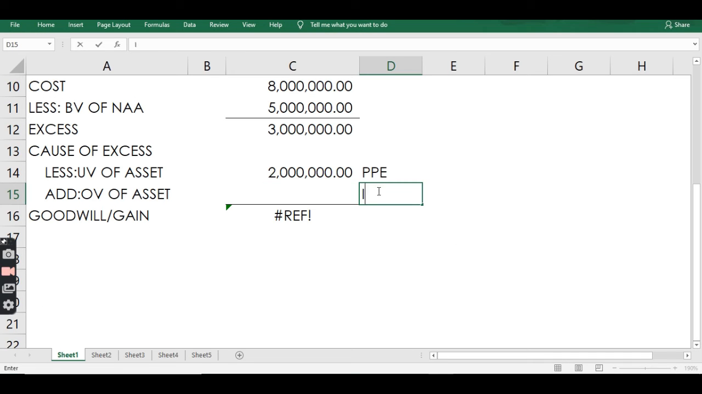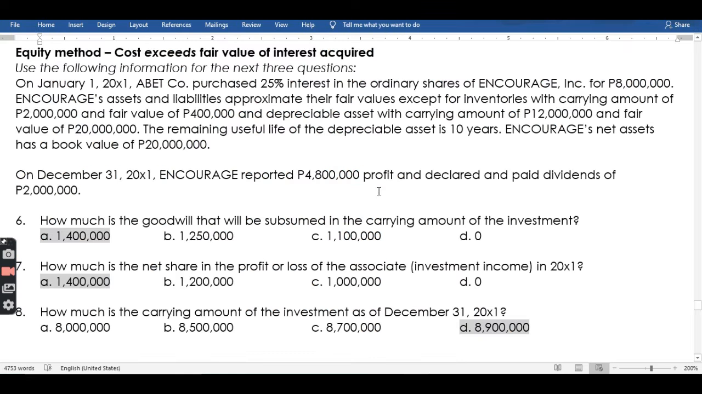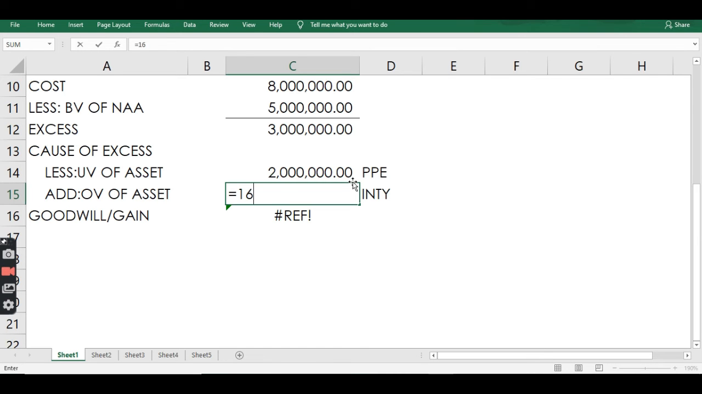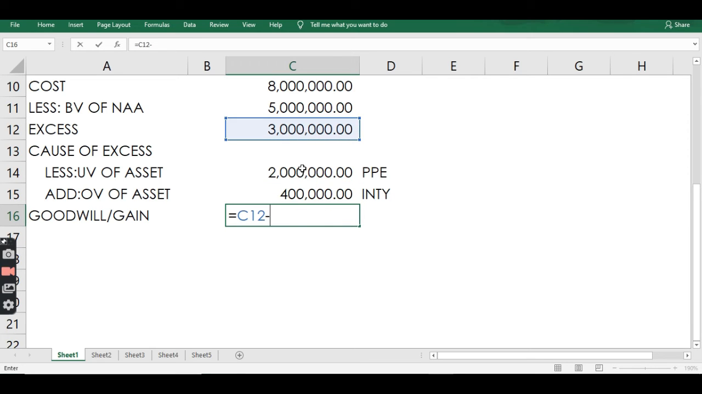So dito tayo, inventory to. Okay? The inventory is overvalued by, kung 2 million yon, tapos 400,000 lang talaga yung fair value, overvalued siya ng 1,600,000. Multiply natin ng 25% kasi yun lang yung sa atin. Okay, so ang mangyari ngayon dyan, that's going to be 3 million. Bawas natin ito, dagdag natin to. So meron tayong goodwill na tawag dito, 1,400,000.